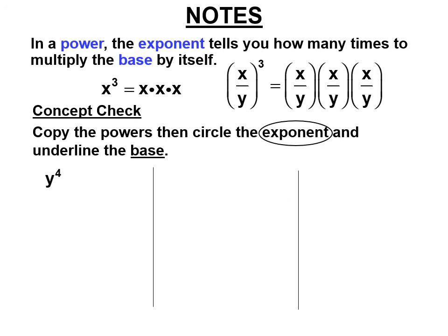All right. So let's understand the parts of this. So let's copy the powers. The whole thing is called a power. Even though you say y to the 4th power, the whole thing is the power. The exponent is the little number. So we're circling the exponent. And the base, the word base means bottom. The bigger letter or number, the base, we're going to underline. So this is y, and you would say this as y to the 4th.